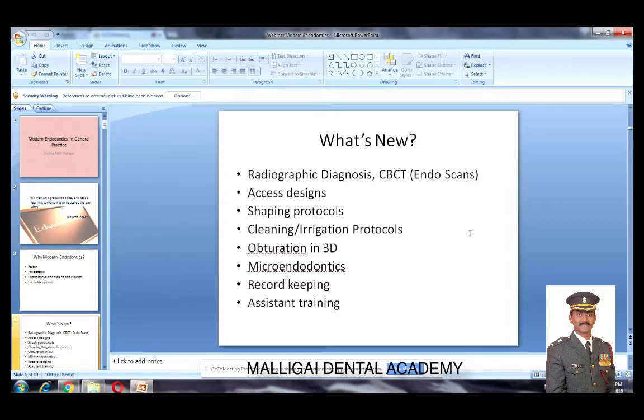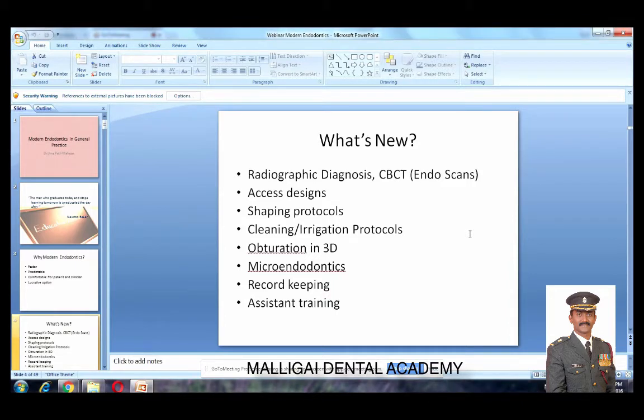The shaping protocols, as we routinely follow them, are dominated by the rotary shaping protocols as we know them, involving rotary nickel titanium instrumentations. The cleaning and irrigation protocols have also seen a sea change, related to the delivery systems as well as the irrigants used. Obturation in 3 dimensions is the way to go. Microendodontics, record keeping and assistant training, all of this has undergone change.